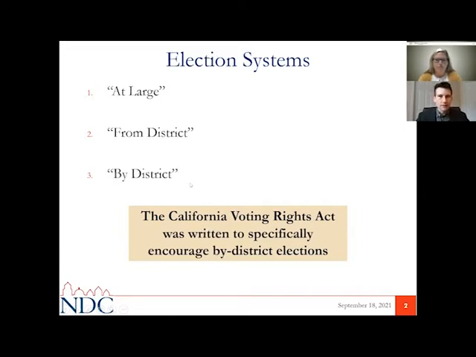And so in order to protect themselves from the threat of any lawsuit and having to pay lots of money defending themselves or settling these cases, jurisdictions like Arroyo Grande, hundreds of jurisdictions across the state are moving to this by-district system.